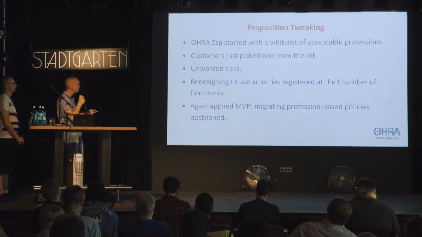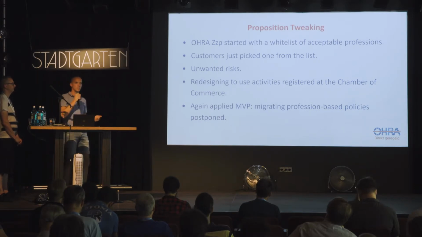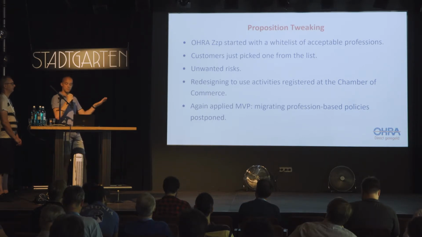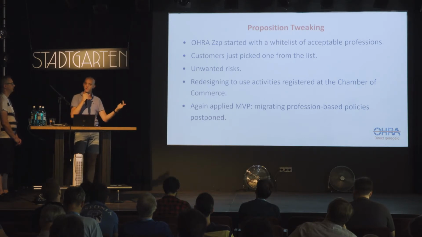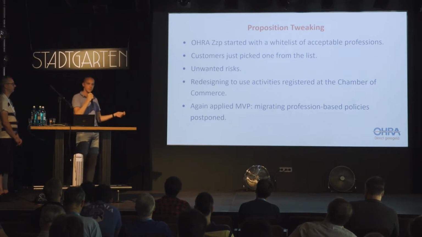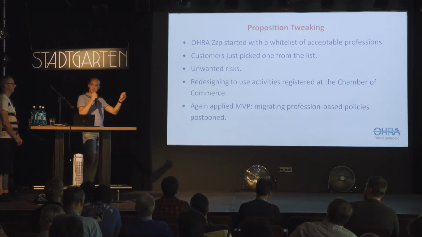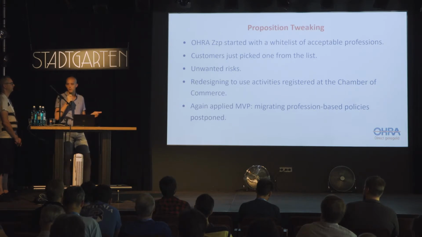So currently we are implementing an interface to the Chamber of Commerce. This is a place in the Netherlands where, for businesses, we can get the activities of those businesses. So those customers don't have to choose a profession. They only select their own registration at the Chamber of Commerce, and we can get the activities of this customer. And we know for sure if we accept this customer or not.